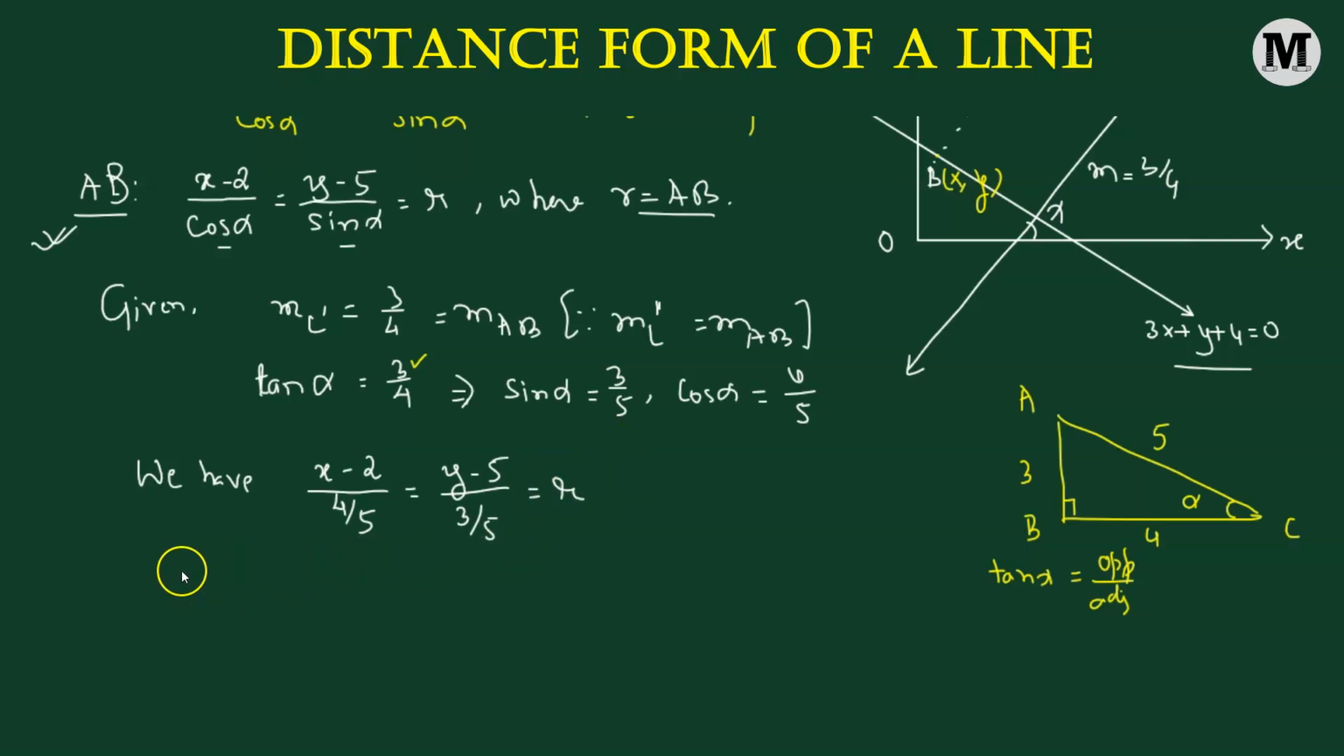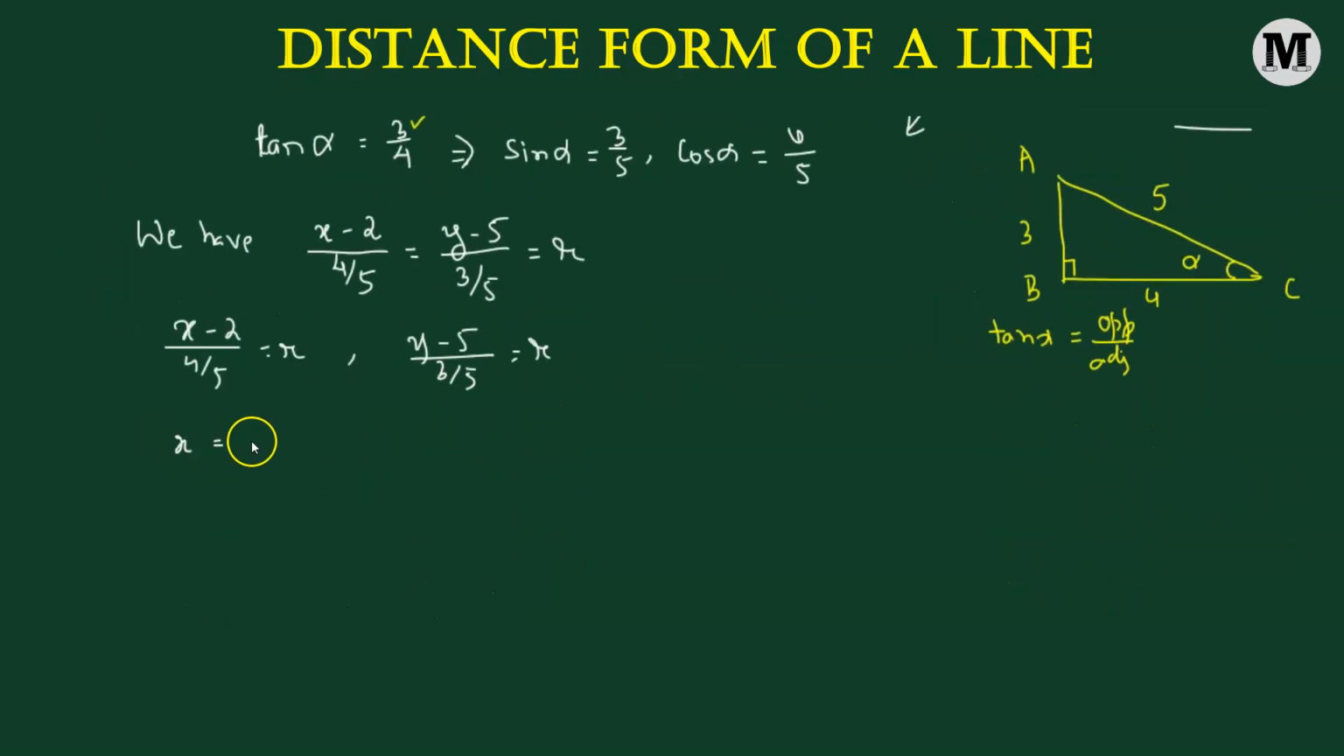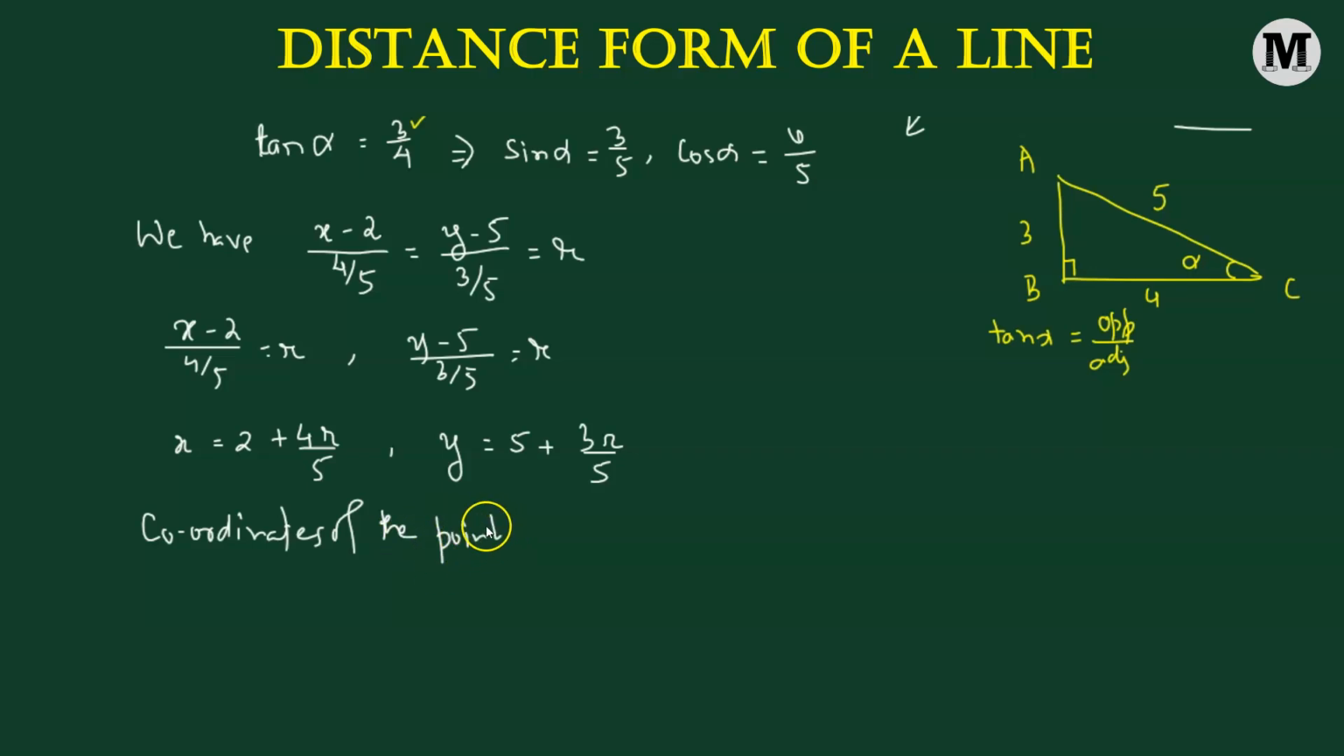Now what we'll do, we can rewrite this as x minus 2 divided by 4 over 5 equals r. Or we can write y minus 5 divided by 3 over 5 equals r as well. Okay, now what we can do here, x is going to be equal to 2 added to 4r over 5, and y is going to be equal to 5 plus 3r over 5. So successfully what we have done, we have converted the coordinates of point B, which we initially considered to be x comma y. So now we have converted it into its parametric form as 2 plus 4r over 5, that is the x coordinate, and the y coordinate in its parametric form is 5 plus 3r over 5.